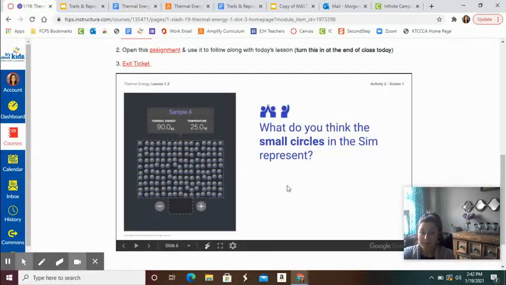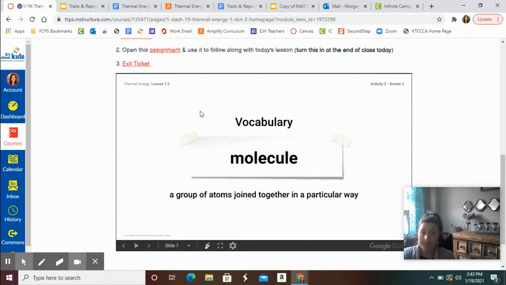And so what we did is we had a class discussion and kind of thought about what we think these small circles in our simulation represented. And so a lot of people said molecule, which is correct. And so those blue circles in our simulation are supposed to be molecules. And so molecules are groups of atoms joined together in a particular way.